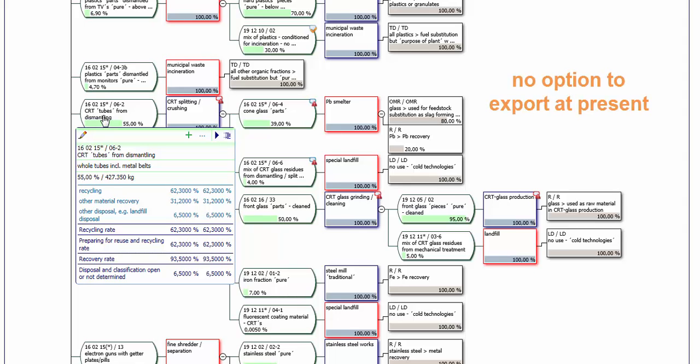There is no option to export. The RepTool IT developer may work on this if requests are given.